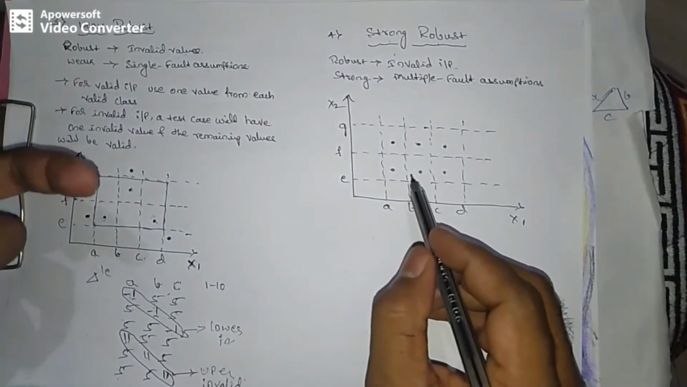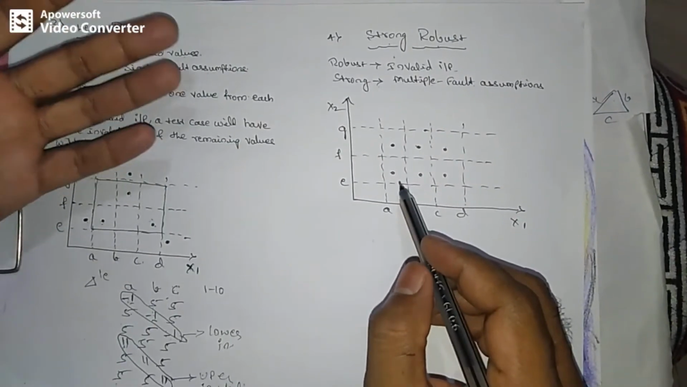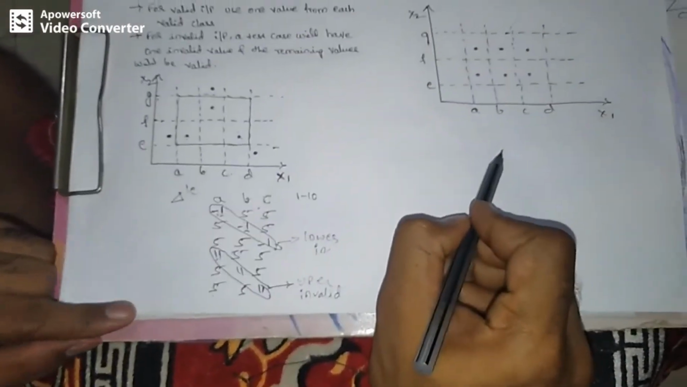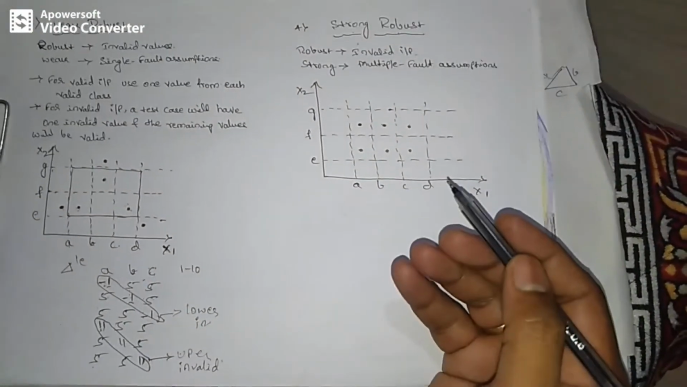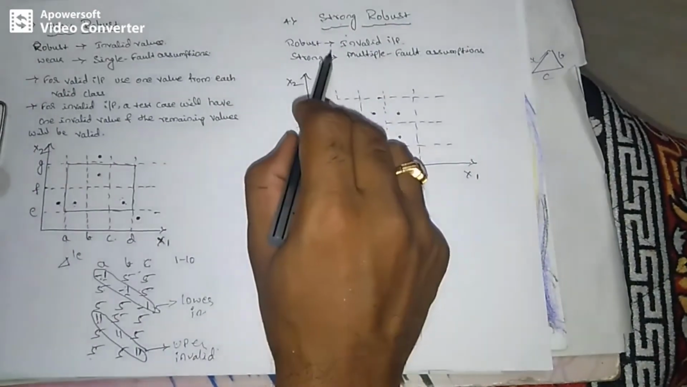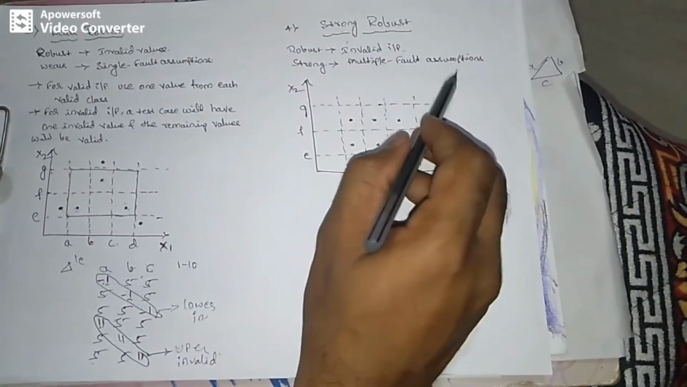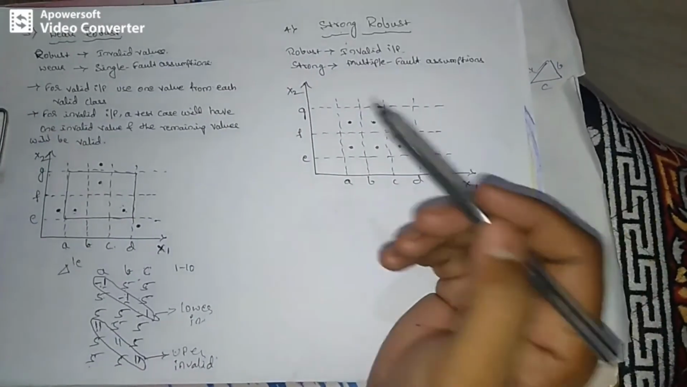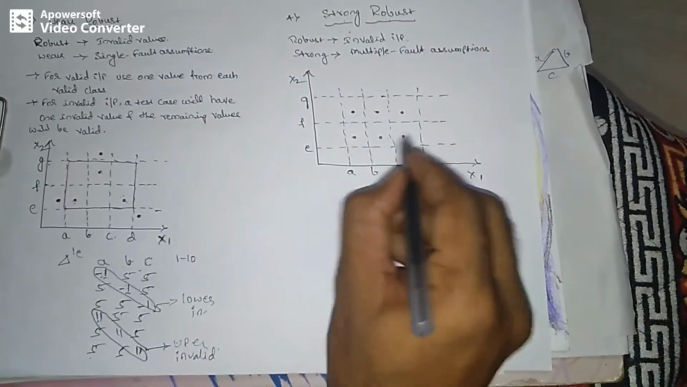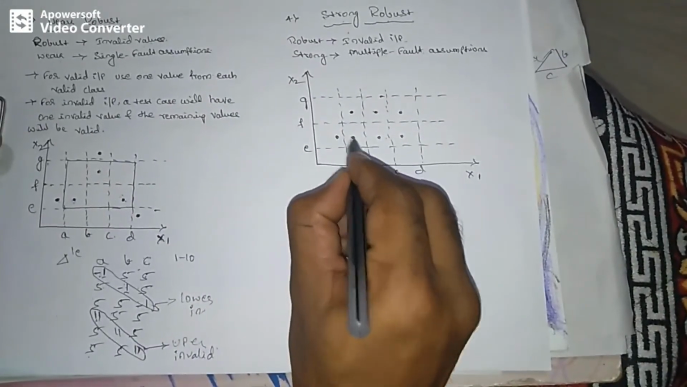More than one input can be an invalid input variable over here, but in the weak case one input variable will be invalid and the other inputs will be valid. In the strong case, two or more input variables can be invalid. So that is the meaning of strong robust. Strong means multiple fault assumption. Multiple fault assumption is nothing but two or more inputs can be invalid input variables.